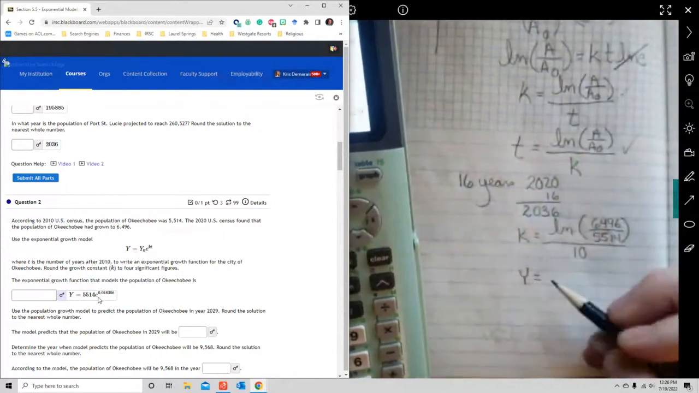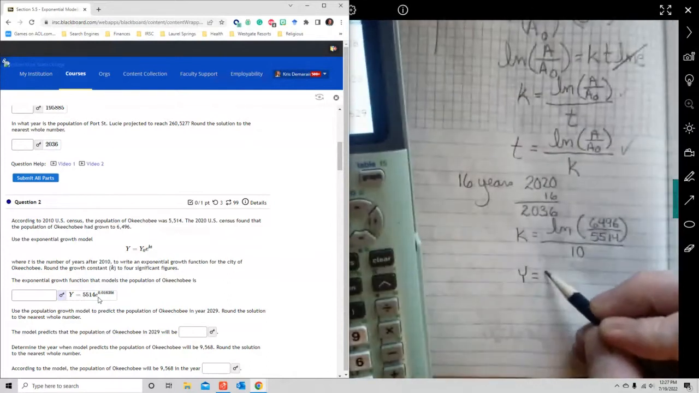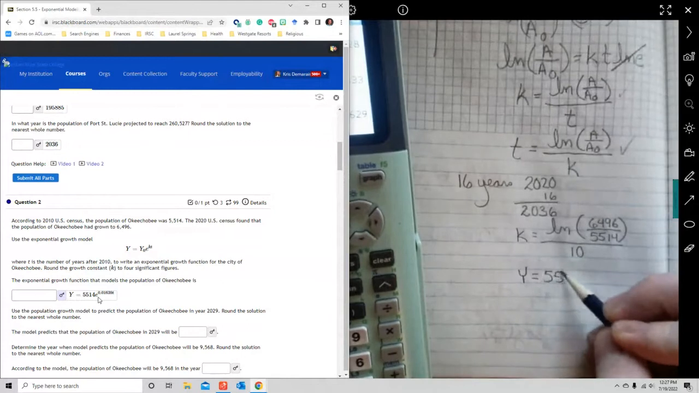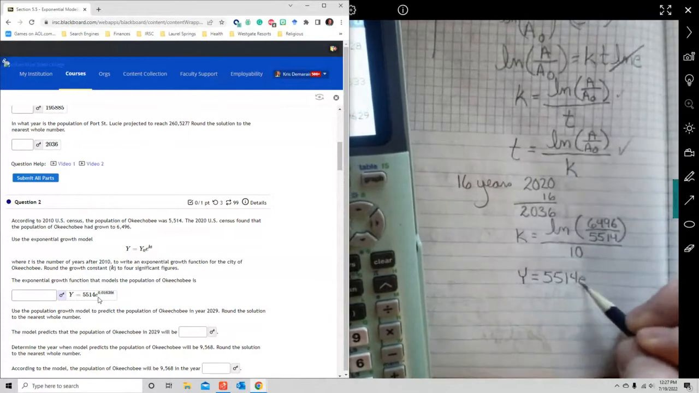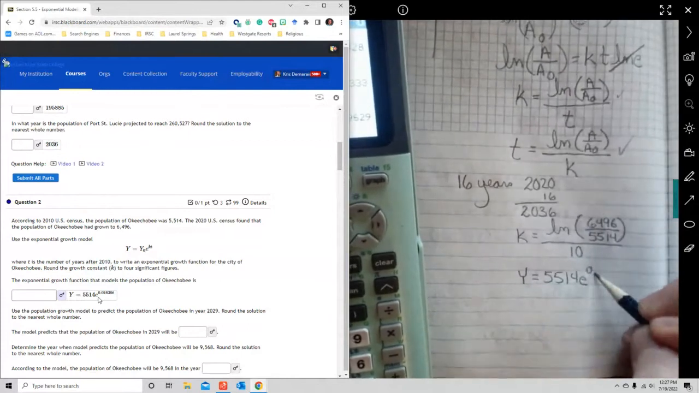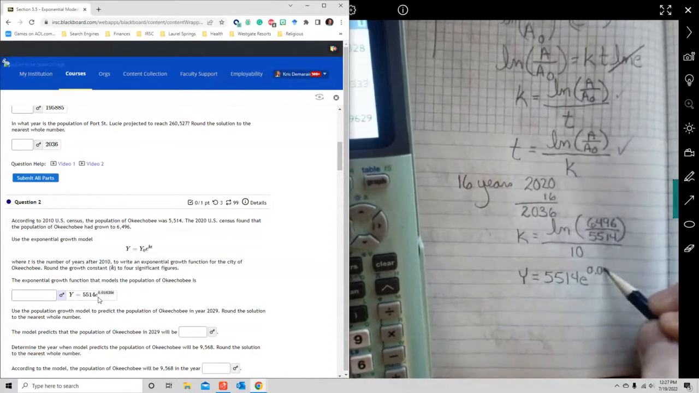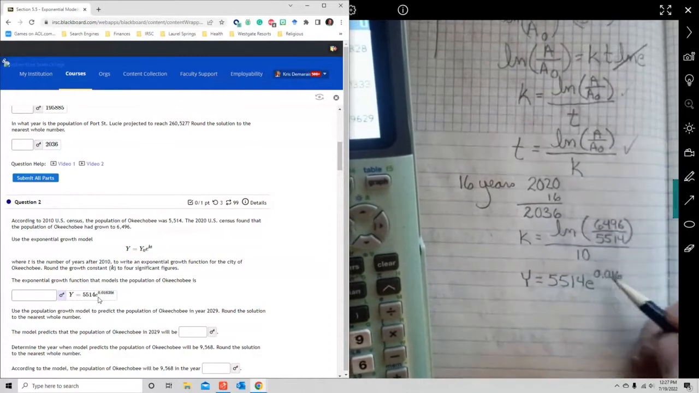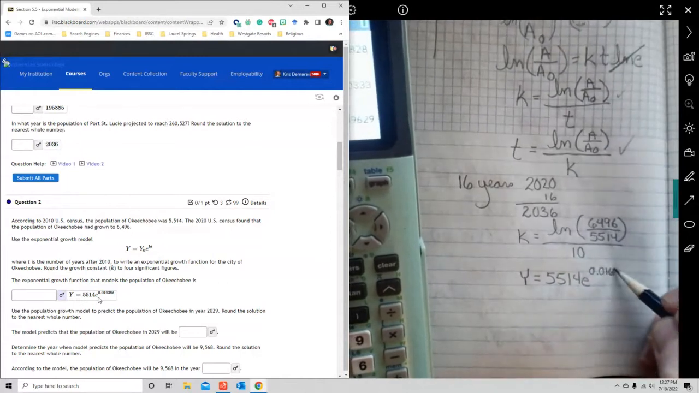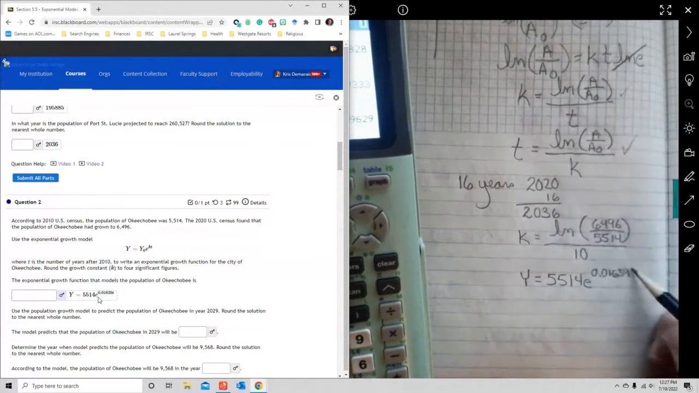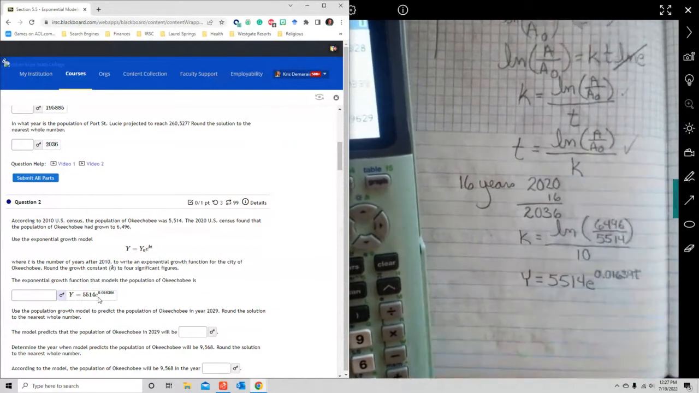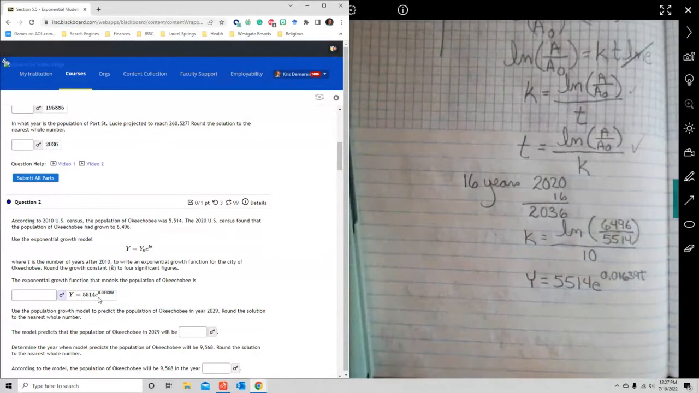Now you can write your entire equation as: the future population is equal to the initial, which is 5,514, multiplied by e raised to this new percentage value that we came up with, 0.01639, times t. And now we could say, how long will it take?